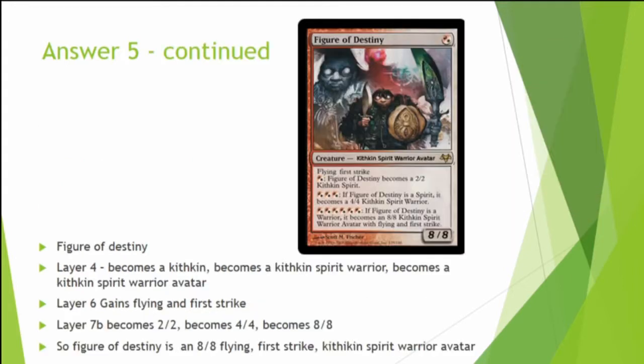As you can see, the bear named Figure of Destiny. It's a red-white, it's got a red-white mana cost now. 4/4 power toughness. Has all of the level up abilities. Your Bog Wraith became a Figure of Destiny. That's a creature tree folk 0/4. So absolutely right. And then your Figure of Destiny is a Kithkin Spirit Warrior avatar. Yes. Absolutely.